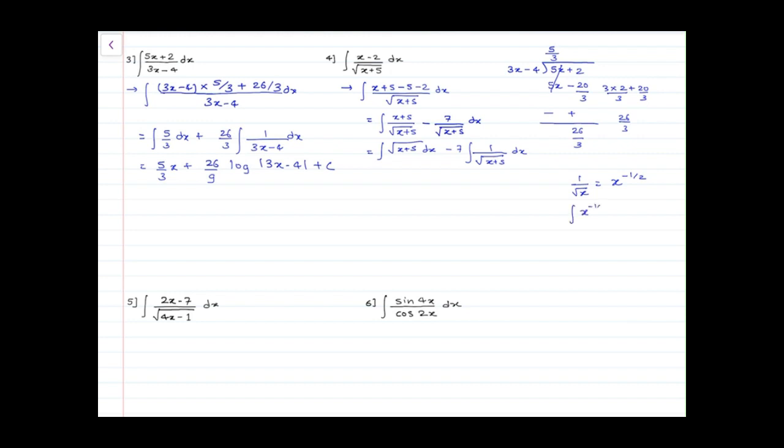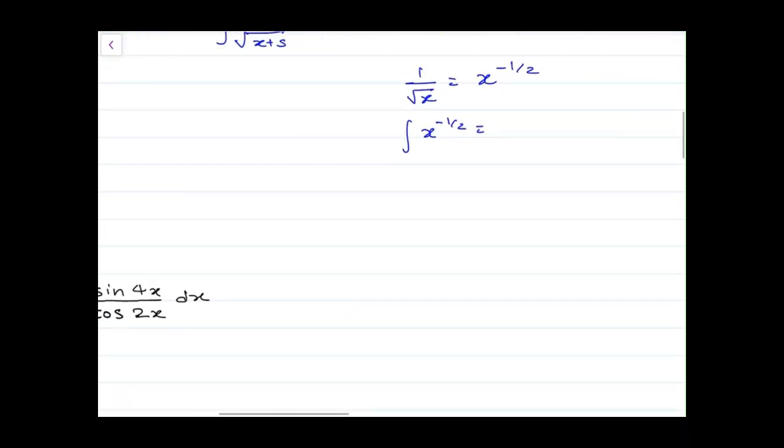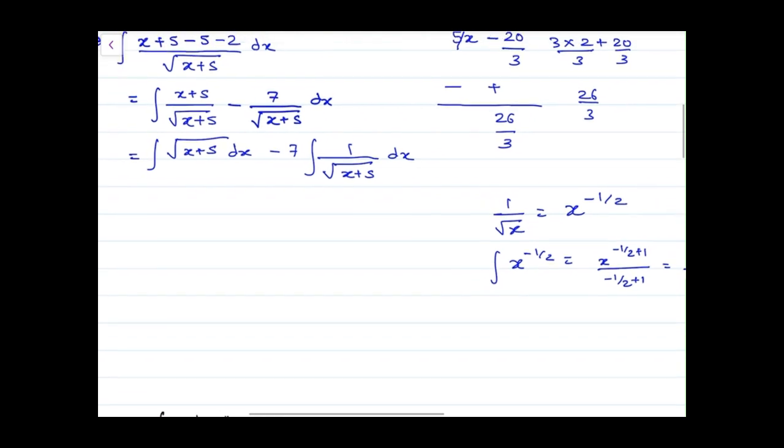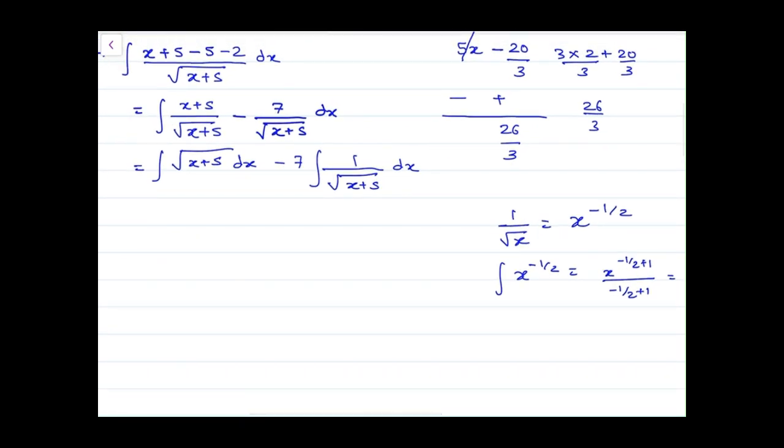So we need to use the same formula, x raised to n plus 1 divided by n plus 1. So x raised to minus half plus 1 divided by minus half plus 1. We will remain with x raised to plus half divided by plus half. That's simple, right? Now we will use this formula whenever we require, which is 2 times root x. So you can directly remember this as well.